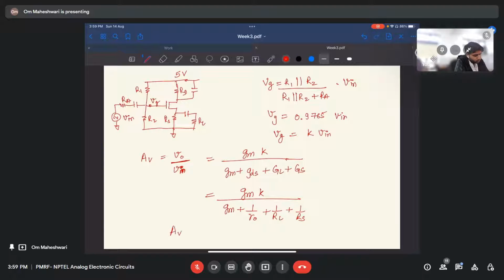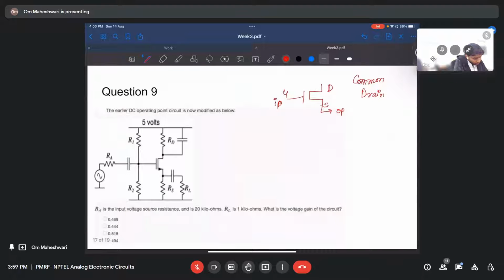So if we put these values, we know GM equal to 1.4 millisiemens, RO is 600.24 K, RL is 1K, and RS is 2.773K. So if we put this value, we will get AV as 0.494. Okay, so this part is done. 0.494. This is the answer.